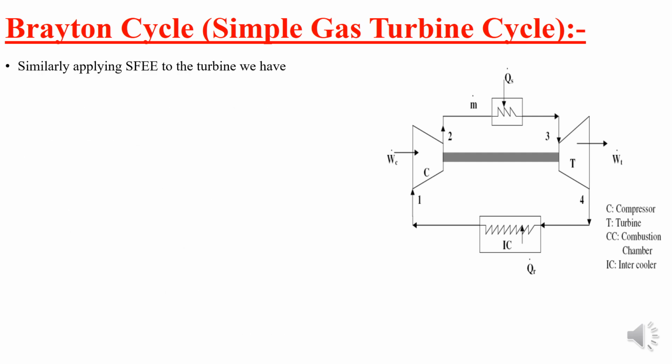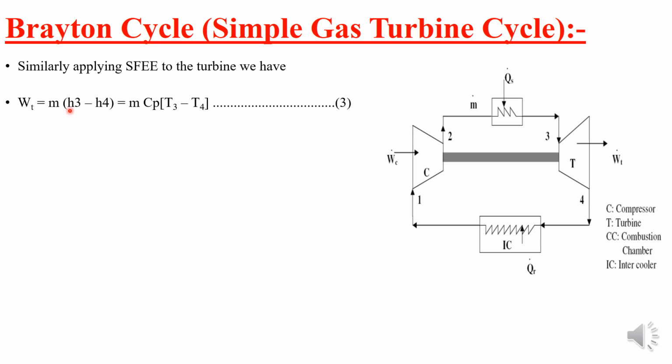So in the turbine, input will be 3 and output will be 4 and WT. While writing the SFE, input is M into H3, that is equal to WT plus M into H4. So what I will get for WT is nothing but M into H3 minus M into H4. Just rearrange, so you will get WT is M into (H3 minus H4).